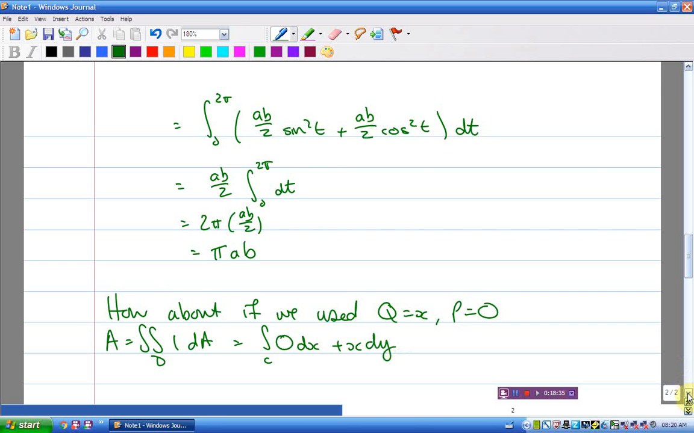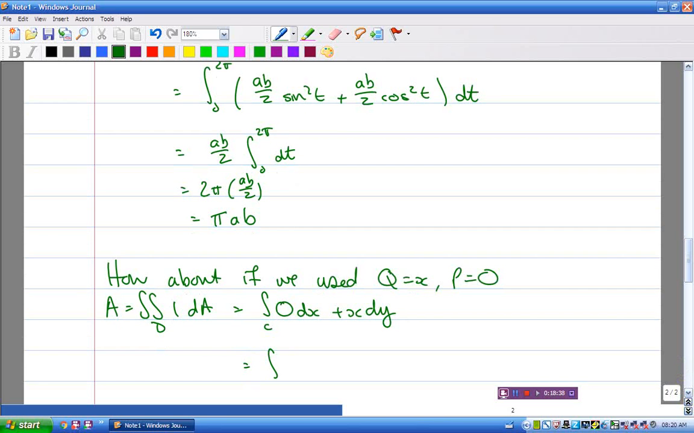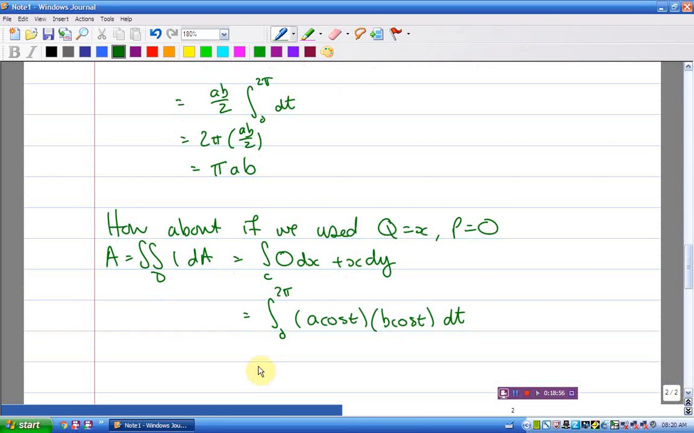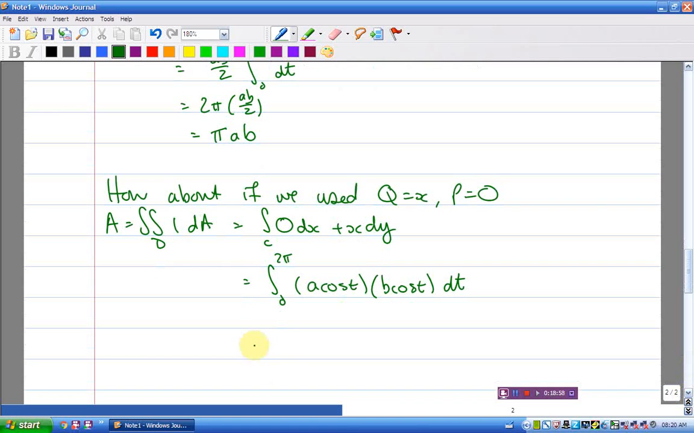So when I turn everything into t's, that'll be 0 to 2 pi. The x would be, what was it, a cos t. The dy would be, what was it? It was, y was b sine t, so when you differentiate it, it's b cos t. And there's a dt. Okay, cool, so I'm going to have a cos squared. So I'm going to have an ab, which I'll take out. Integral of cos squared, I'm going to have to use cos double angle formula.